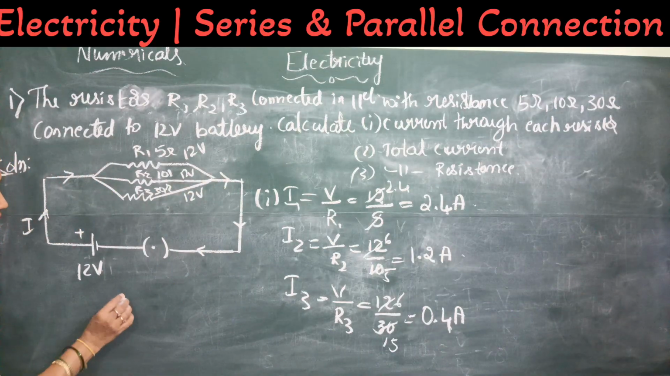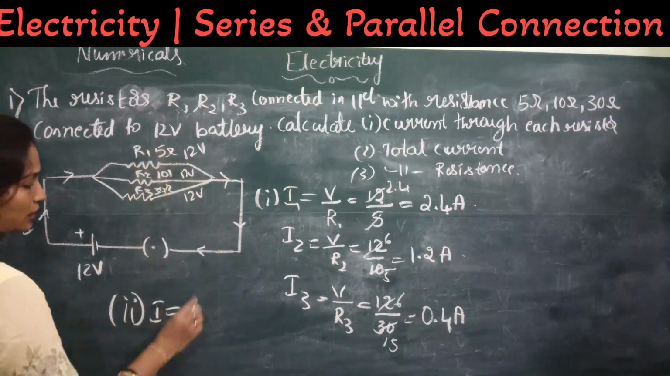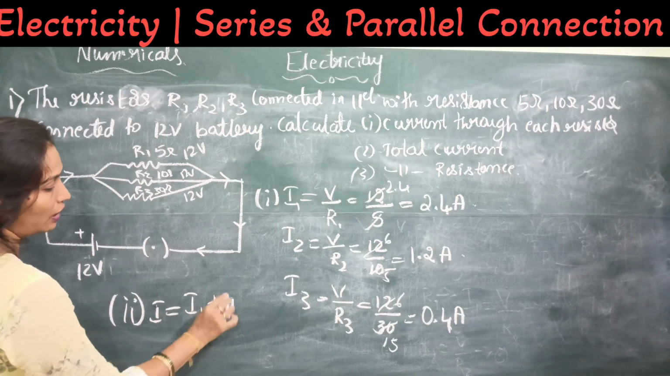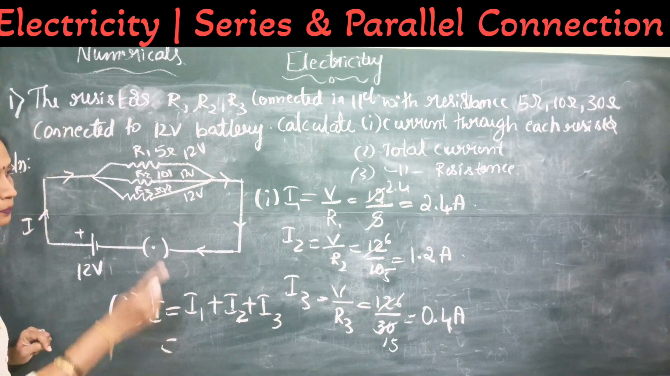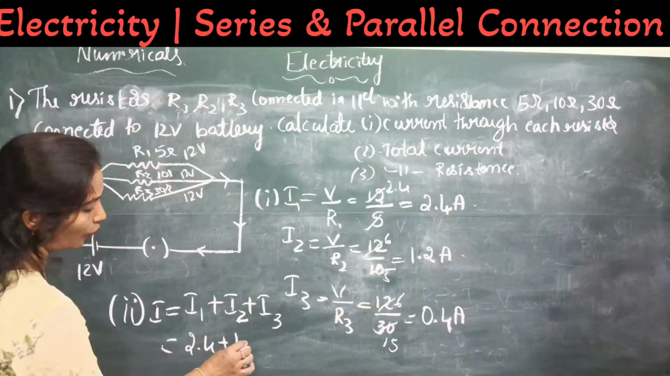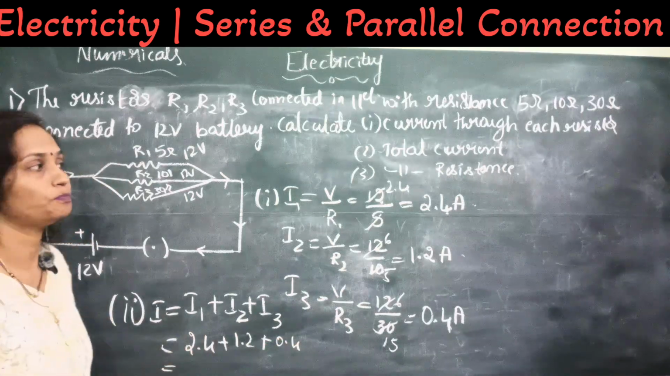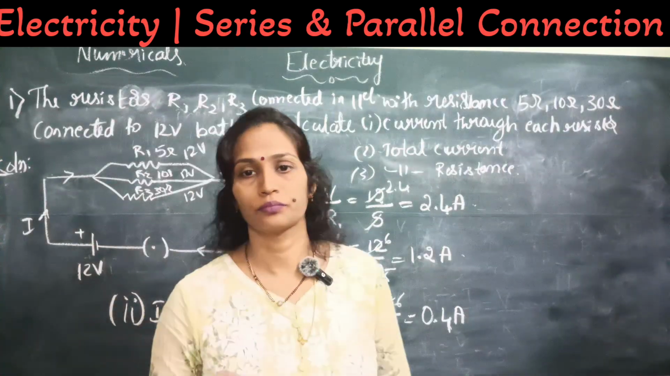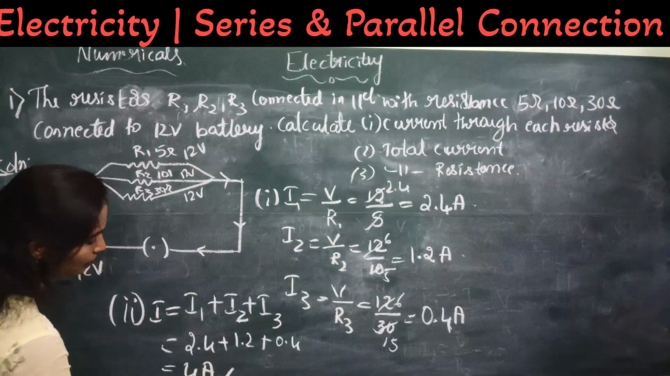And what about the second part, guys? We need to add all those currents, I1, I2 and I3. How much will you get? 2.4 plus 1.2 plus 0.4. Calculate. It is approximately 4 ampere.